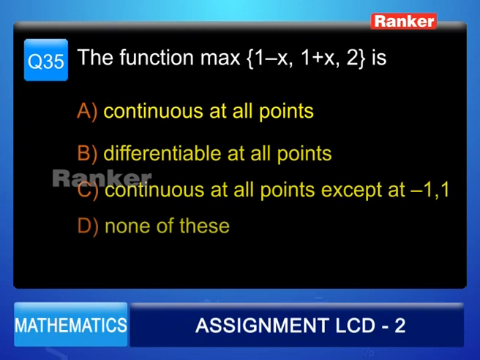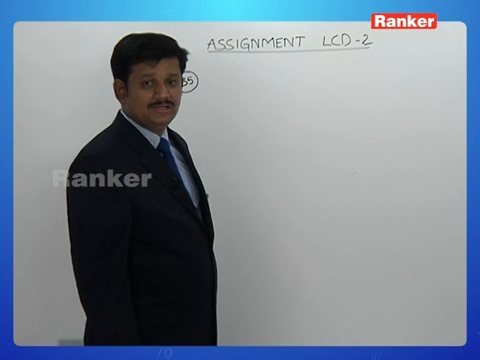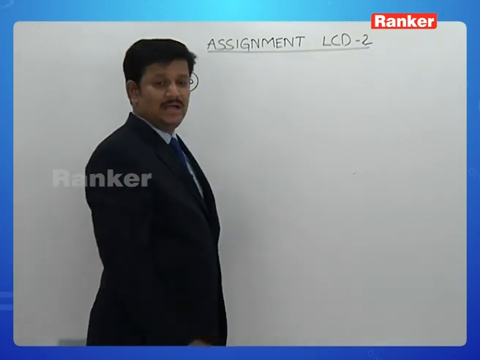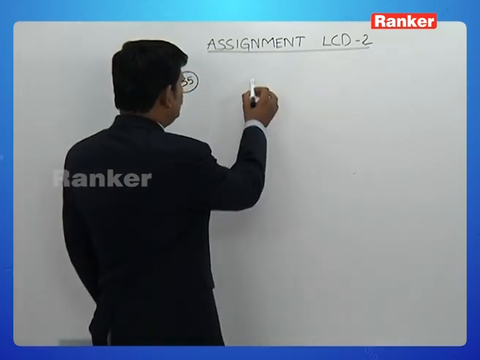Next question, the function maximum of 1 minus x, 1 plus x, comma 2 is option A continuous at all points, option B differentiable at all points, option C continuous at all points except minus 1 and 1, and option D none of this. So, we need to check in this question continuity and differentiability of the function.